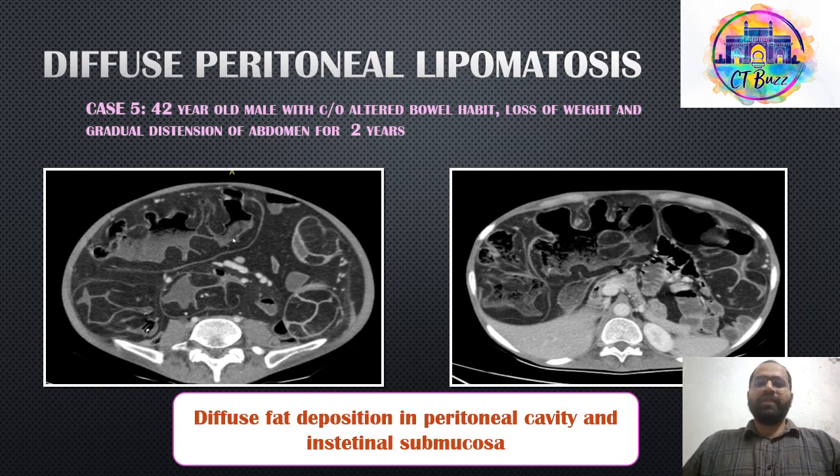Next case is the diffuse peritoneal lipomatosis. A 42-year-old male complains of altered bowel habit, loss of weight, and gradual distension of abdomen for 2 years. In images, we can see diffuse fat deposition in the peritoneal cavity and the intestinal submucosa.